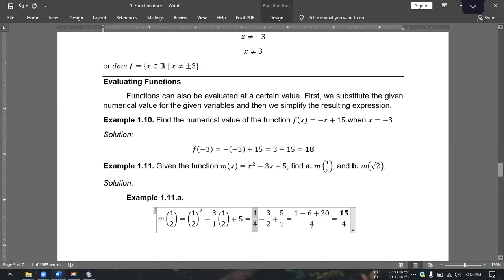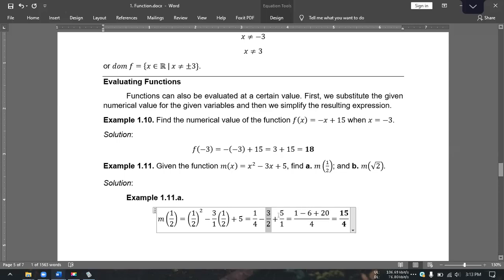4 divided by 4 is 1, times 1. The numerator is equivalent to 1. Next, second term, we have LCD 4 divided by 2 is 2, times 3 is 6. We have 6. Copy.